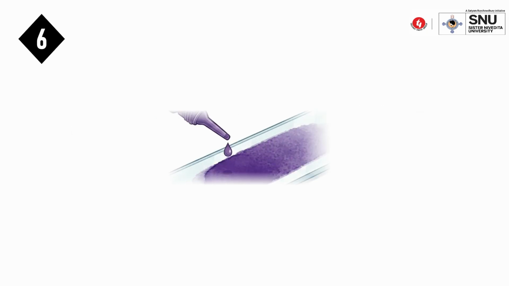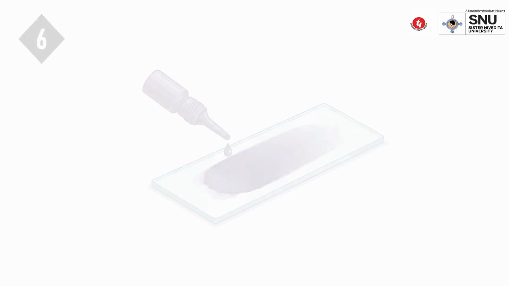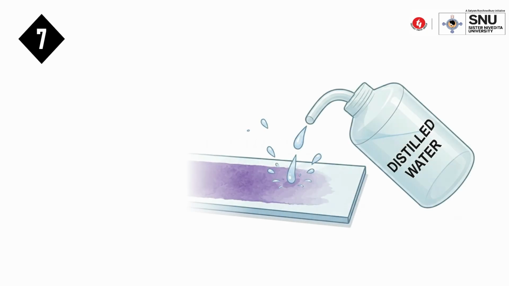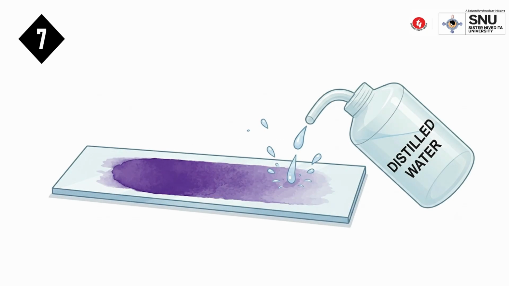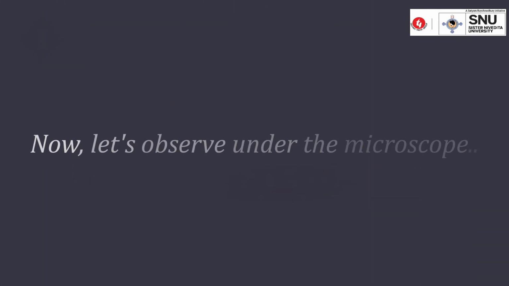Next, 8 drops of Leishman stain are being added to cover the entire smear. The stain is left undisturbed for about 2 minutes to fix the blood cells. After the fixation, an equal amount of distilled water is being added and mixed gently. The slide is then left for 10 to 15 minutes to allow proper staining. Finally, the stained smear is being washed gently with distilled water. Allow it to dry and it is now ready for microscopic examination.